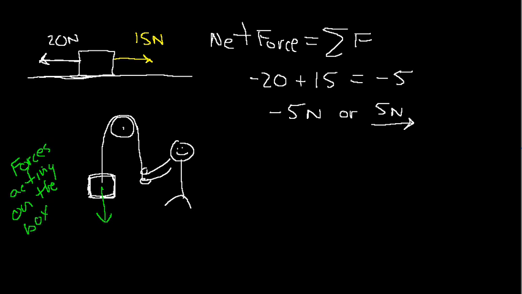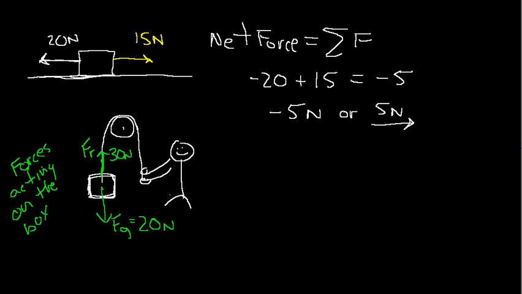Well, first we've got the force of gravity. That's pulling the box down. Then we've got the force of the rope pulling the box up. So now let's give some numbers here. Let's say the force of gravity is 20 newtons, and I'm going to be pulling up, if this is me, with a force of 30 newtons.